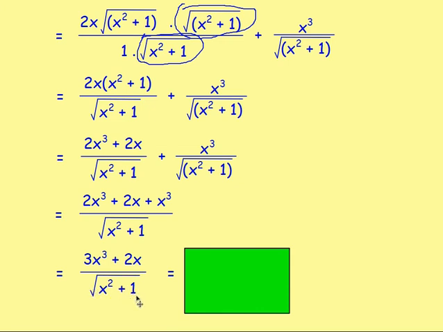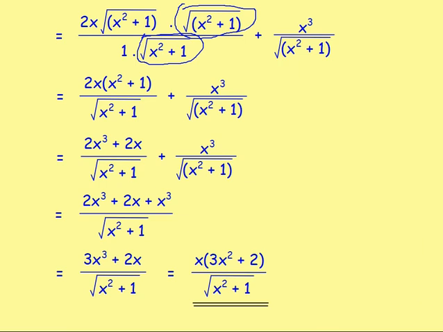And would you leave it as that? Well, you could do, but again, you're best to factorise. Leave your answer fully factorised. If you get to harder questions, it will make a difference. So, take out a common factor. Common factor in the top is x, so we've got x times the 3x squared add 2 over the square root of x squared plus 1. And that is your final answer.